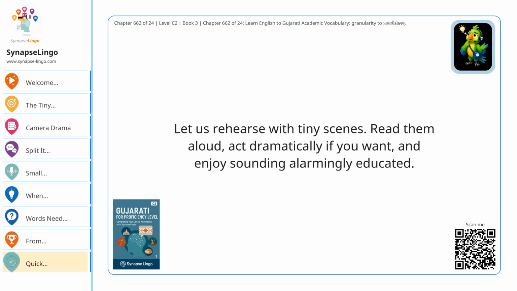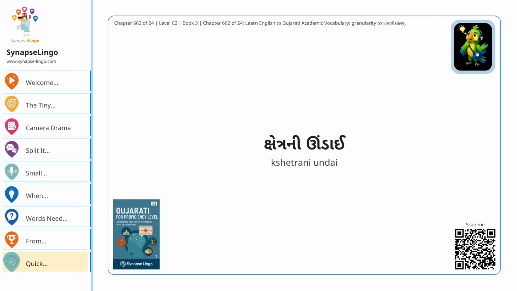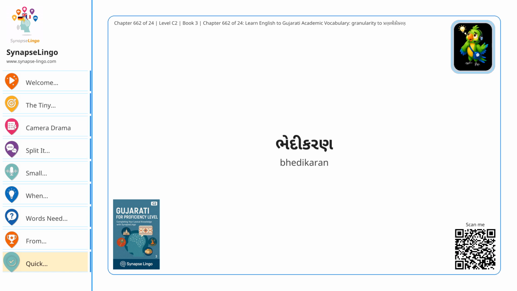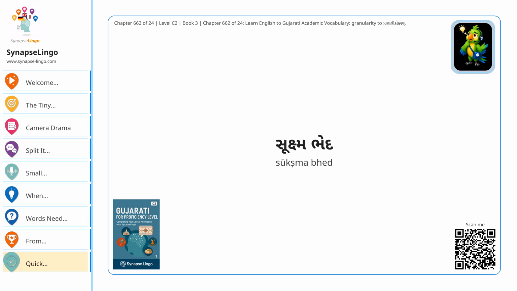Quick dialogue circus. Let us rehearse with tiny scenes. Read them aloud, act dramatically if you want, and enjoy sounding alarmingly educated. A: This chart is too rough. B: Yes, it needs more સૂક્ષ્મતા. A: Why is the background blurry? B: Because of the ક્ષેત્રની ઊંડાઈ. A: Why are students doing different tasks? B: That is ભેદીકરણ. A: Are these two meanings identical? B: Not exactly. There is a સૂક્ષ્મ ભેદ.